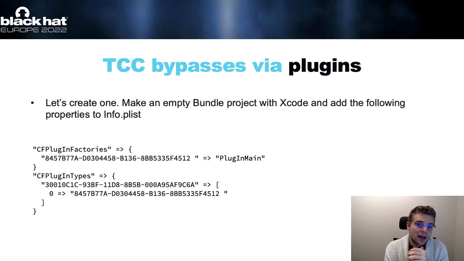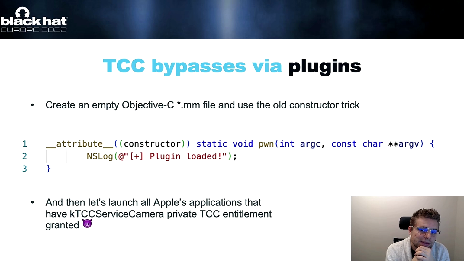So let's create a plugin. It's a standard bundle with a dynamic library that will, of course, be loaded. We have to add those two CFPlugInFactories and CFPlugInTypes entries to the Info.plist of that bundle. And using the simple old Objective-C constructor trick, the constructor is executed when the plugin is loaded into the context of the main app. So in this constructor, we are able to execute our own code.